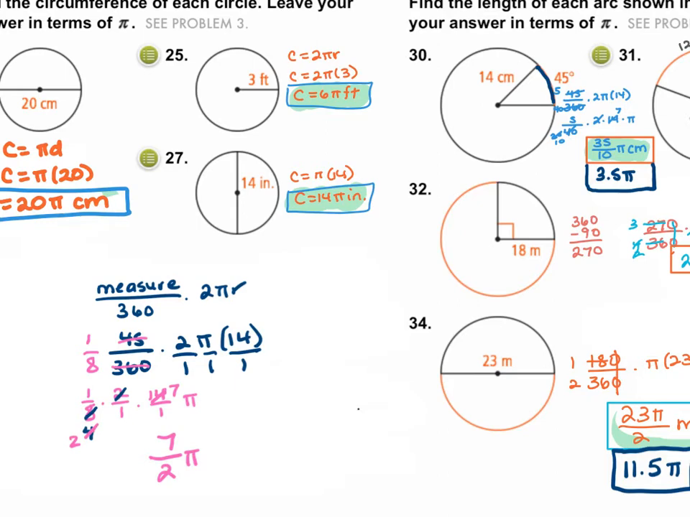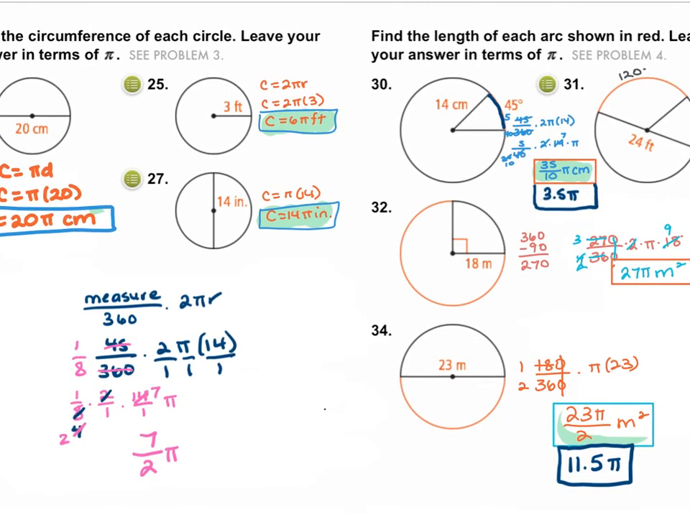Did I not reduce that before? Hang on. Oh yeah, because both of these are divisible by 5. That would be 7 over 2. 7 over 2 pi. That should have been reduced. So this would have been the right answer. Okay? That's one way to do it, is simplify as you go.